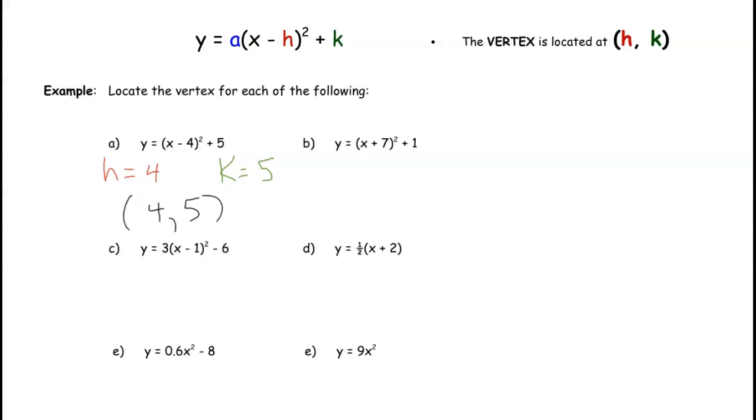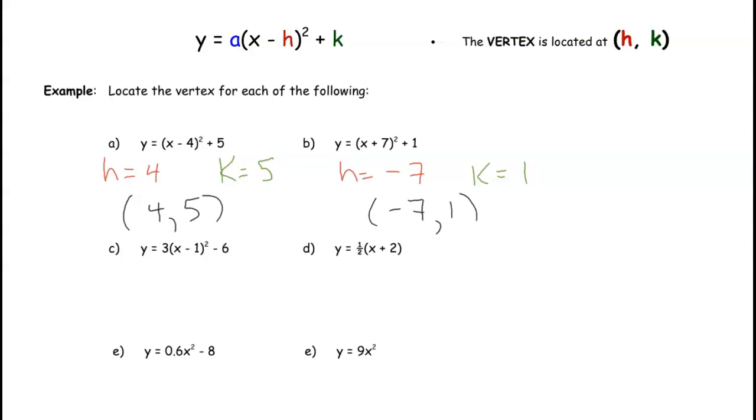Now, it gets a little bit trickier when there is a plus value inside our brackets. Remembering that, we need to look at the opposite sign for our actual h value compared to what's inside that bracket. So the value of h here is actually -7, and the k value is 1. So my vertex is therefore at -7 and 1. Hopefully you did okay with that.